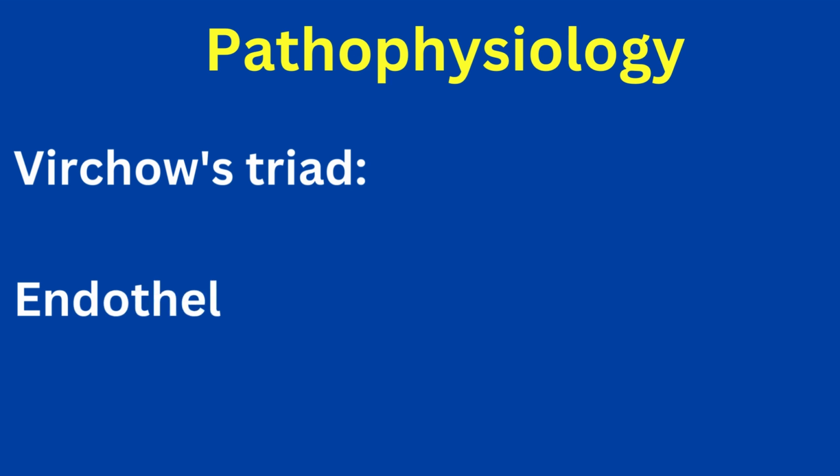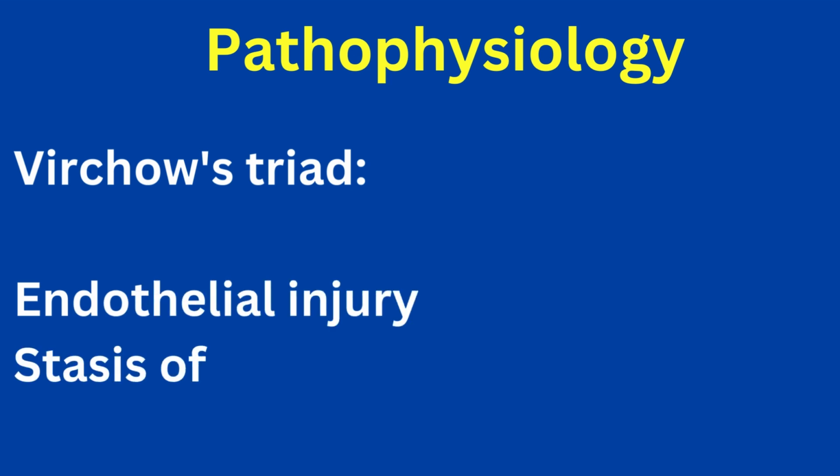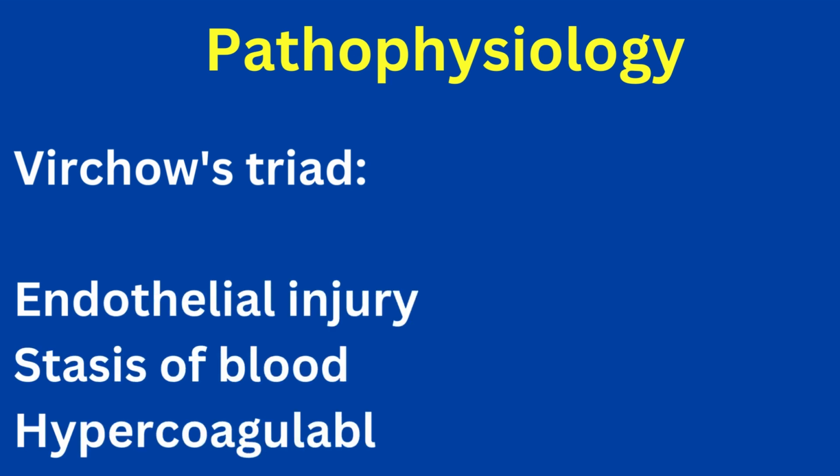Now let's unpack the mechanism behind the clot formation. It revolves around something known as Virchow's triad, which is endothelial injury, stasis of blood, and hypercoagulable state. These factors interplay to create the perfect storm for a clot to form and potentially for a part of it to journey to the lungs, causing pulmonary embolism.